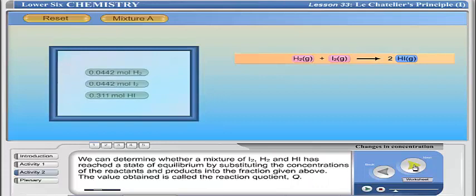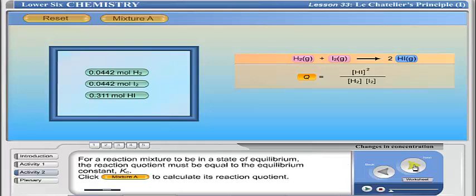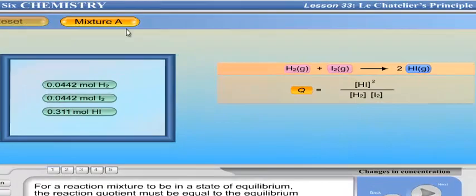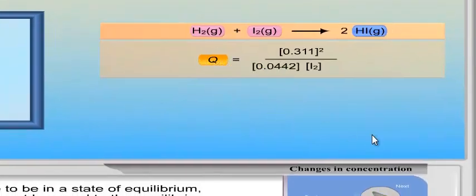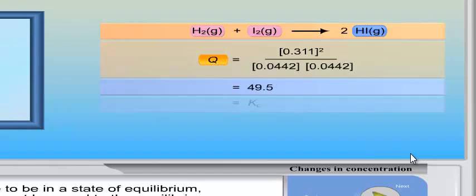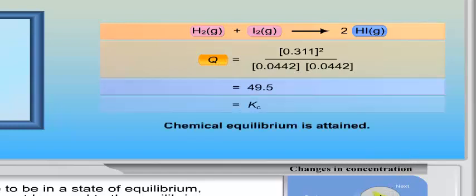We can determine whether a mixture of iodine, hydrogen, and hydrogen iodide has reached a state of equilibrium by substituting the concentrations of the reactants and products into the fraction given above. The value obtained is called the reaction quotient, Q. For a reaction mixture to be in a state of equilibrium, the reaction quotient must be equal to the equilibrium constant Kc. Click the Mixture A button to calculate its reaction quotient. Mixture A is in a state of chemical equilibrium as its reaction quotient is equal to the equilibrium constant.